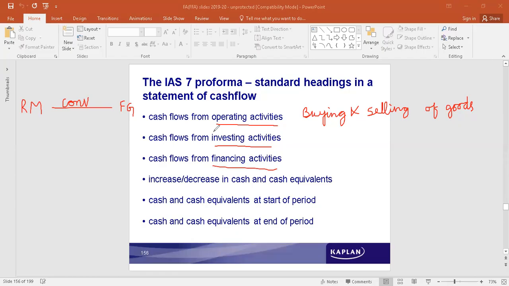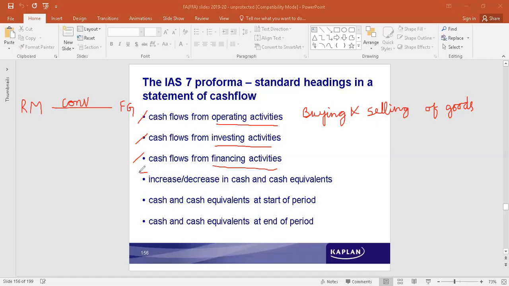Then again, the cash flow statement will have three different activities, but four different sections. Section wise, this would be the first section. Second section will have cash flows from investing activity. Third section will be cash flows from financing activities. So the sum total of all these three activities will tell whether there is an increase or decrease in cash and cash equivalents. Do they have surplus cash flow or deficit cash flow? That is understood when we add up all these three activities.